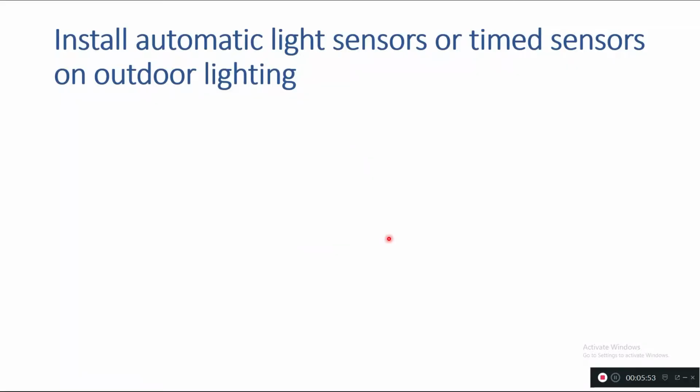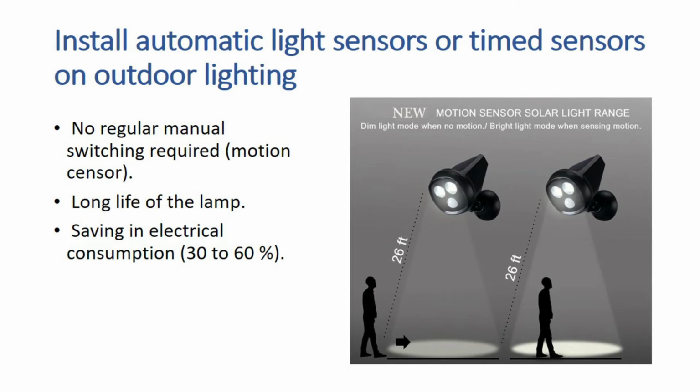The next thing you can do is install automatic light sensors or time sensors for outdoor lighting. We humans are not disciplined with our switching of the lights. Most of the time we just forget, or being in a hurry we don't turn off the lights. So it is important for us to save electricity on lighting. You can use motion sensor based or infrared sensor based lights which can turn the light on and off automatically.